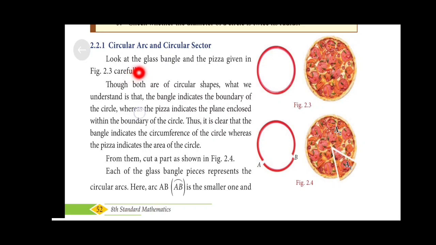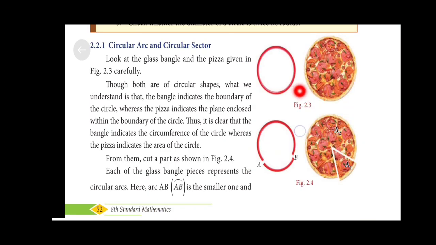Then circular arc and circular sector. So here we're going to learn sector. So already in the learning objectives we had seen we're going to learn the parts of a circle and also the area, perimeter and arc of a sector. So what is sector? Here one example is given.